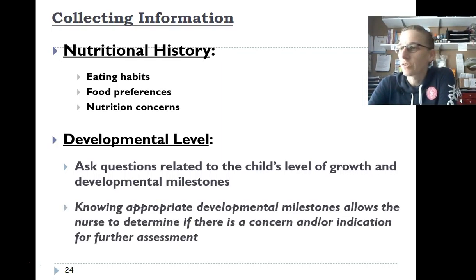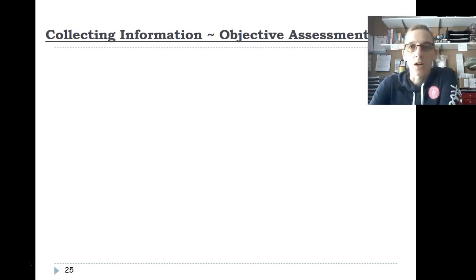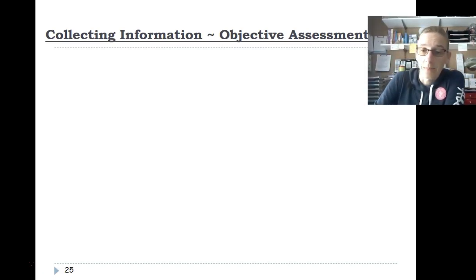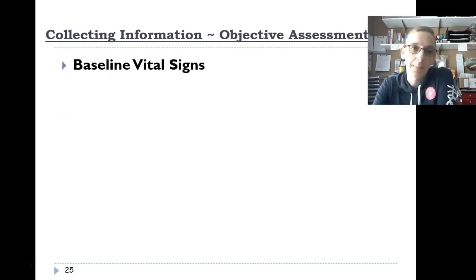Developmental level, ask questions related to the child's level of growth and developmental milestones. This is why you have to know this, because you need to know if this is developmentally and age appropriate. So knowing appropriate milestones allows you to determine if they are in fact appropriate or if there are concerns that need to be addressed. You know, when does the child first say their first word? When do they walk, crawl, sit up by themselves?